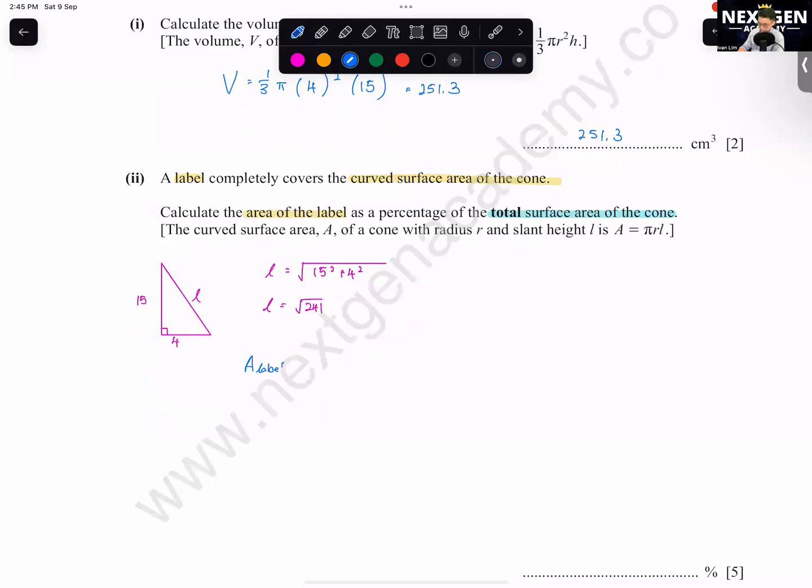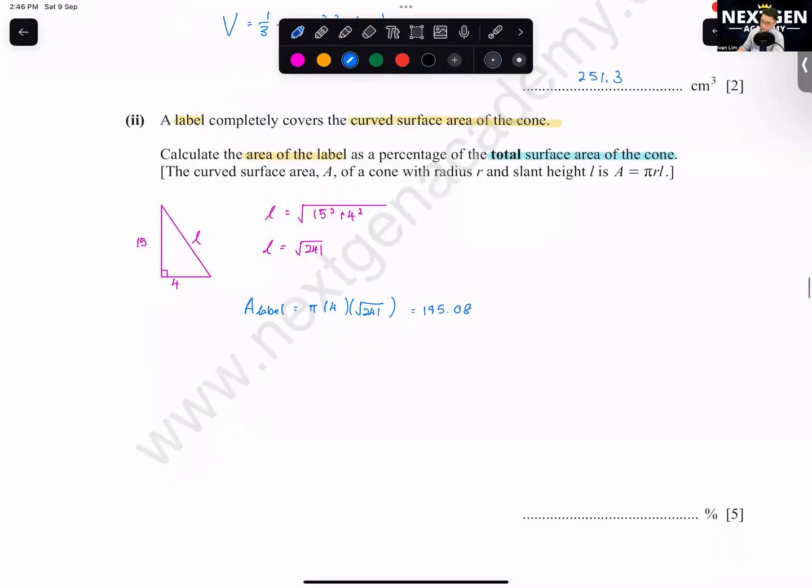The area of the label is pi r L, pi times 4 times square root 241, which you get 195.08. This is the first thing that we want to find. For the total surface area, you will need to add the circle at the bottom. So I find the area of the circle first. Area of the circle is pi r squared, so pi times 4 squared, which gives 16 pi.